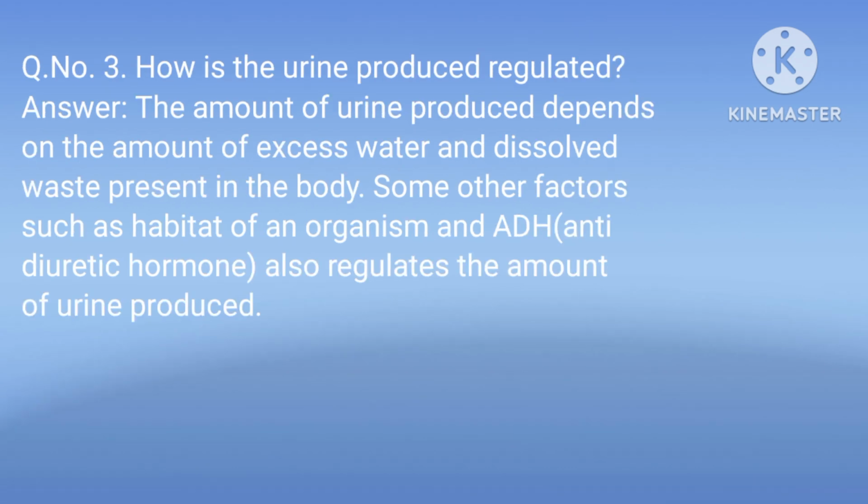Question number 3. How is the urine produced regulated? Answer: the amount of urine produced depends on the amount of excess water and dissolved waste present in the body. Some other factors such as the habitat of an organism and ADH, antidiuretic hormone, also regulate the amount of urine produced.